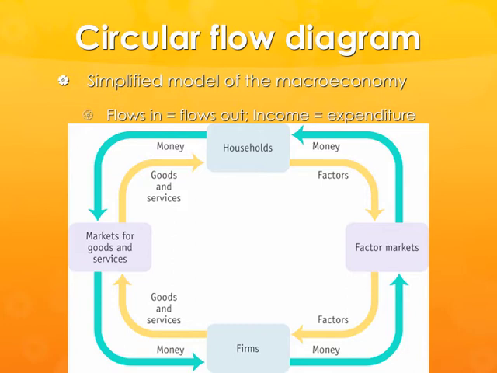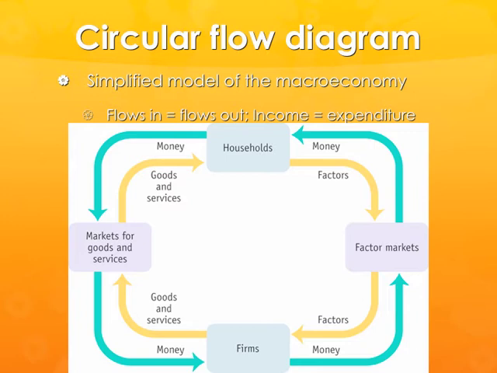Okay? Now we notice here we have things flowing in opposite directions. Let's start with the easy one. On the outside, we have money. And money is flowing from right to left, all the way around. So households are spending money at the product markets. That money then goes to firms. Firms spend that money in factor markets, and that money goes to households, etc.